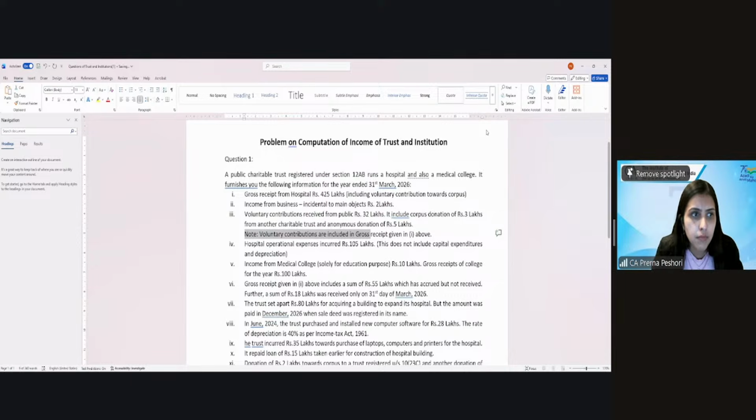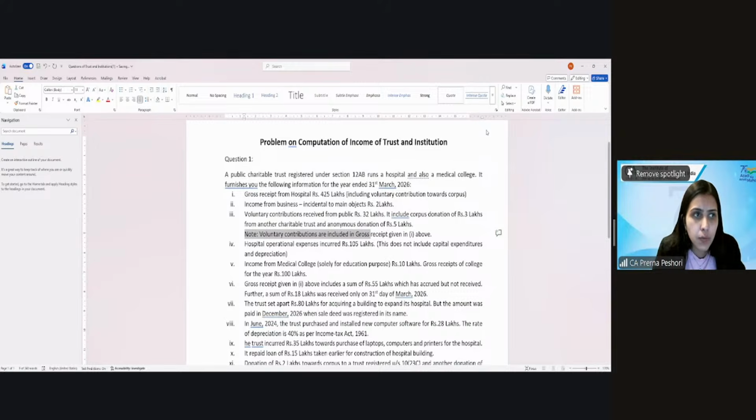So first we consider the gross receipts, and we will exclude these voluntary contributions. Yes. So first we'll consider the gross receipt. That's right. Will we consider the entire gross receipts? No, corpus donation is there. We have to deduct, means exclude it. Correct.